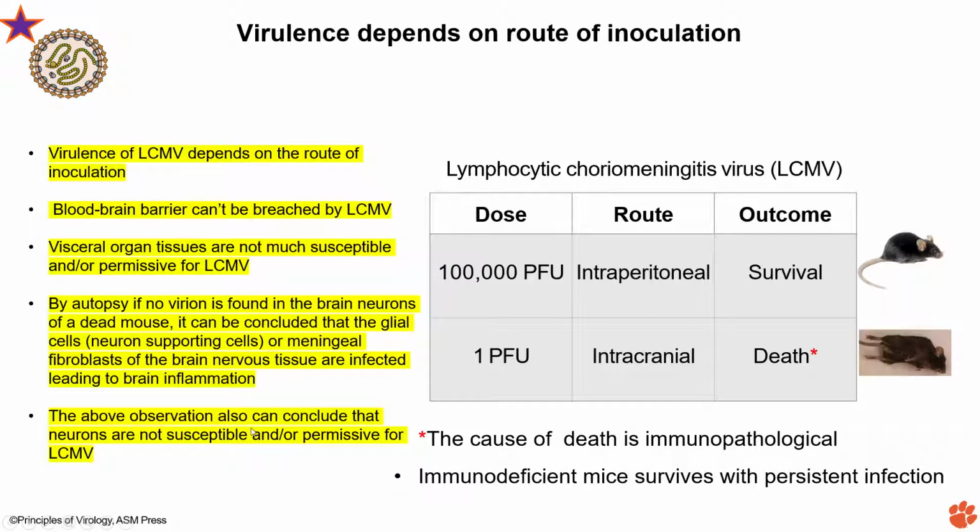The observation can also lead to the conclusion that neurons are not susceptible or permissive to LCMV. If you don't find any LCMV in the neuron, they are not susceptible. So this was a detailed experiment, but just remember that a couple of questions could be a little detailed like that. Take your time, and if I prepare you this way and you spend time, you should be able to answer these questions.